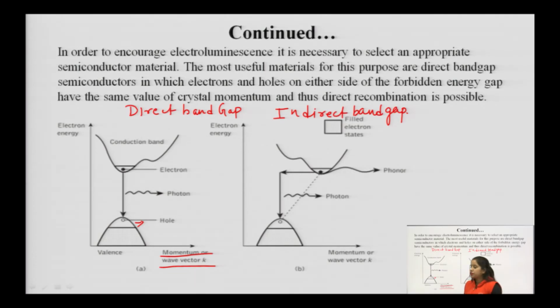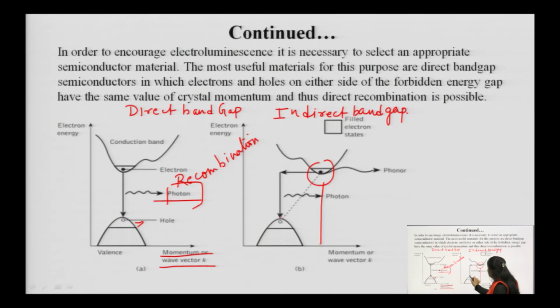That is why the transfer of electron and hole, and also we can say the recombination process, is very much easier as compared to the indirect band gap, and that will lead to the release of a photon. But here it is not at the same level.